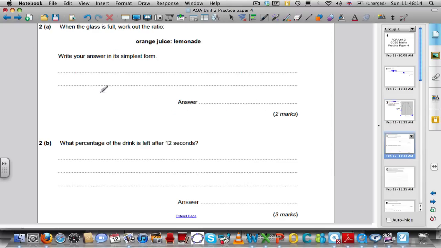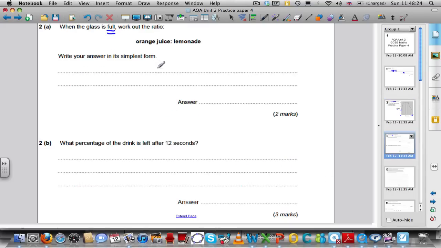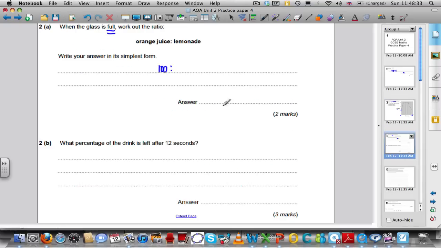Let's look at the question. When the glass is full, what's the ratio of orange juice to lemonade? So we're looking when the glass is full. When it's full, he still has 100 millilitres of orange juice. And how much lemonade does he have? Well, he has 100 to 300, the difference is 200. And that simplifies to 1 to 2. So the answer for that is 1 to 2, giving your answer in its simplest form.